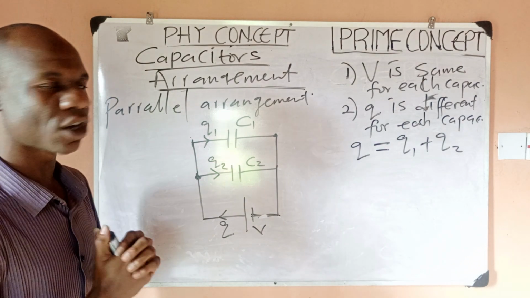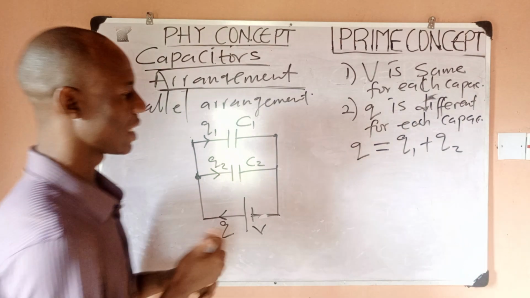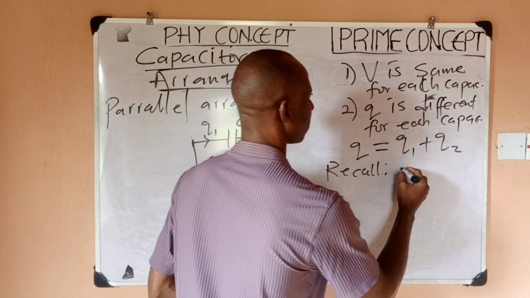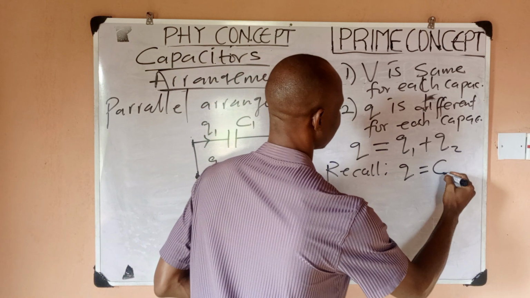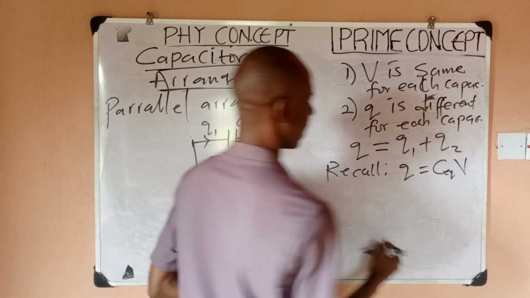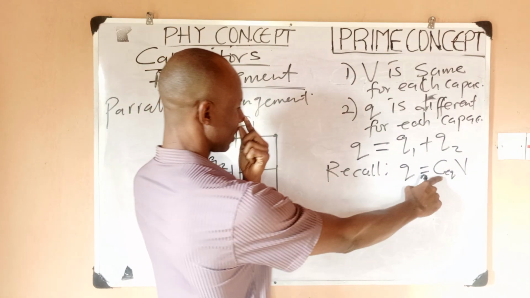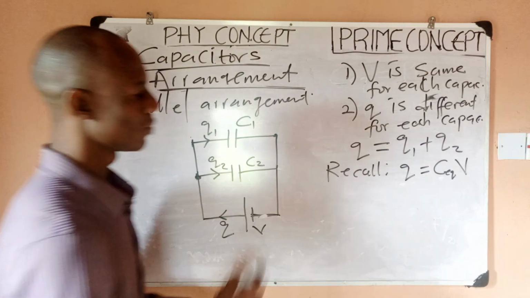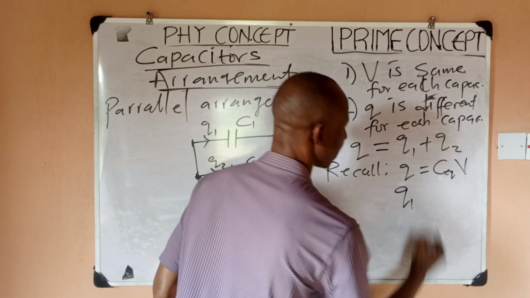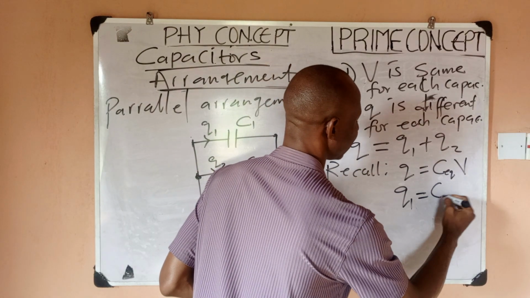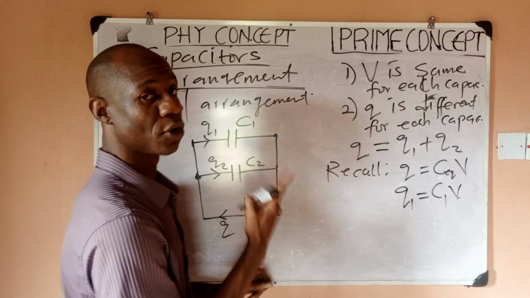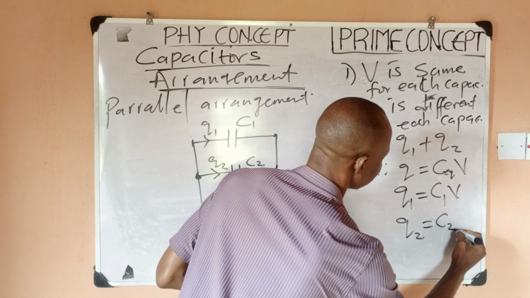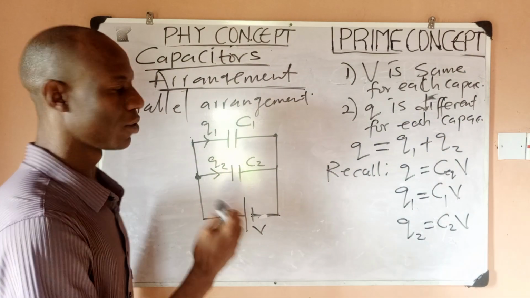Now, you also recall the formula for capacitance. You also recall that Q is CV. That is to say, the total charge is the total capacitance times the total voltage. So also you can say that Q1 is actually C1 times V, since the voltage is the same. Also, you can say that Q2 is C2 times V, since the voltage is still the same.